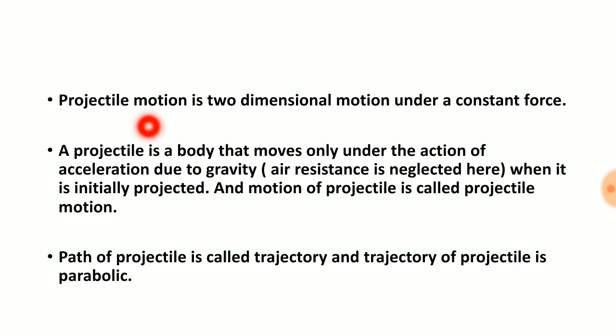A projectile motion is two-dimensional motion under a constant force. It means if a ball is rolling on the ground, then that is not a projectile, because a ball rolling on the ground means it is traveling in only one direction. Now if a basketball is thrown by a player to a basket, that can be a projectile because that is traveling in two dimensions. Now let us see another definition.